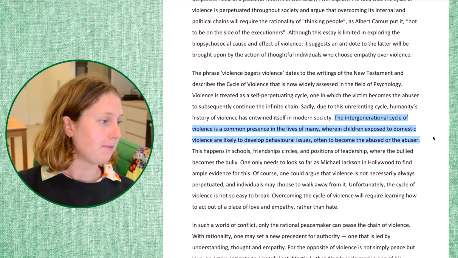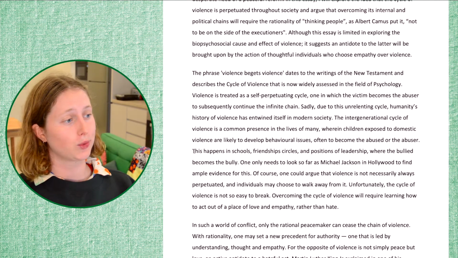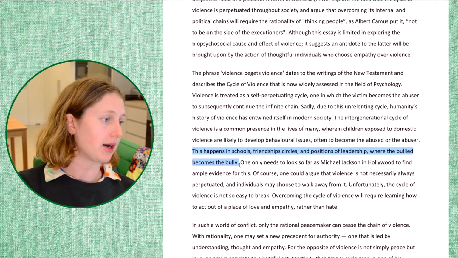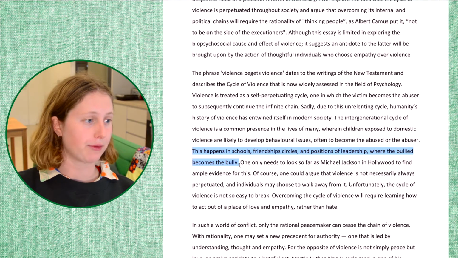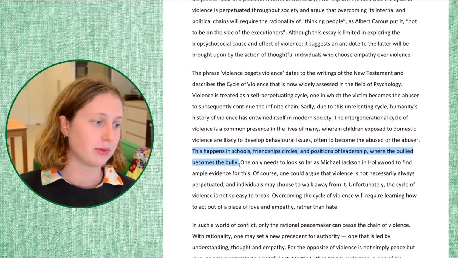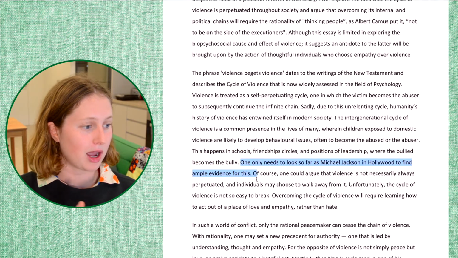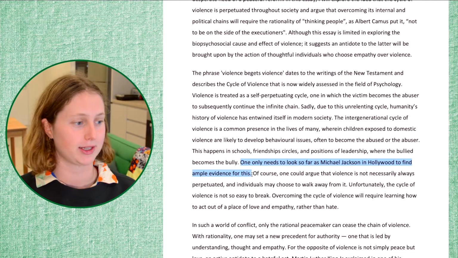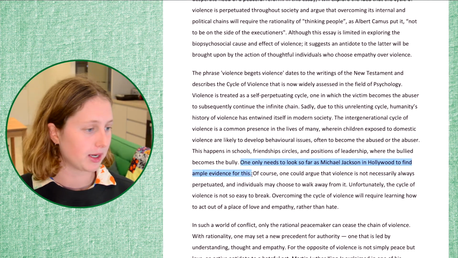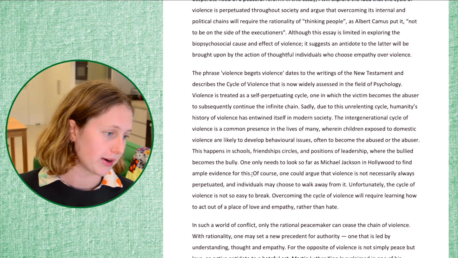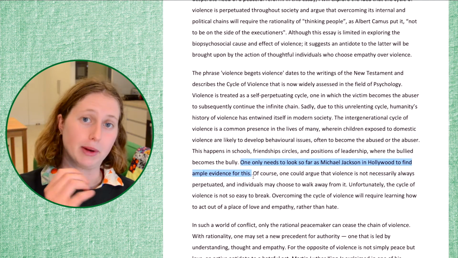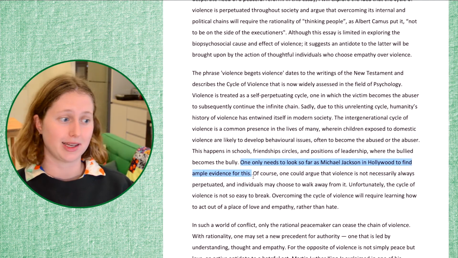So then I elaborate and I say, this happens in schools, friendship circles, and positions of leadership where the bullied becomes the bully. Again, just use that from my own experience in primary school. Then I bring in a contemporary society example. In this case, I've used Michael Jackson. Kind of uncomfortable that I use that, but I probably watched that awful documentary about him the week before or something, so it was present in my mind. I say, one only needs to look so far as Michael Jackson in Hollywood to find ample evidence for this. There you go. I've used an example from my own experience and one from contemporary society, and that's fine.